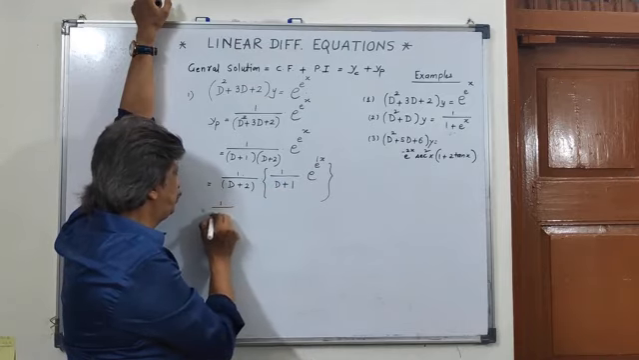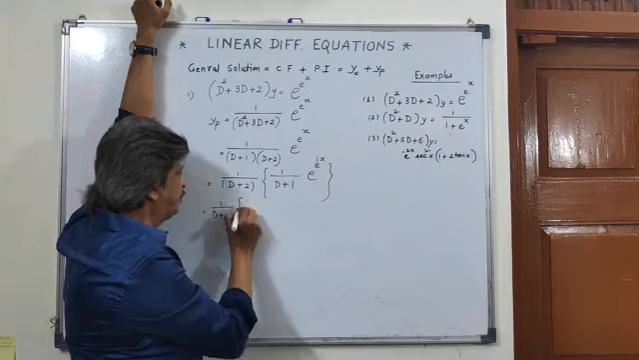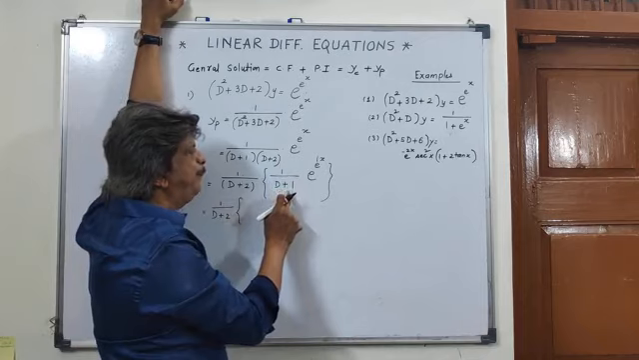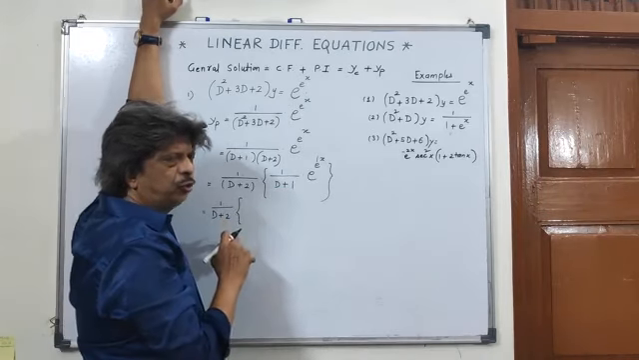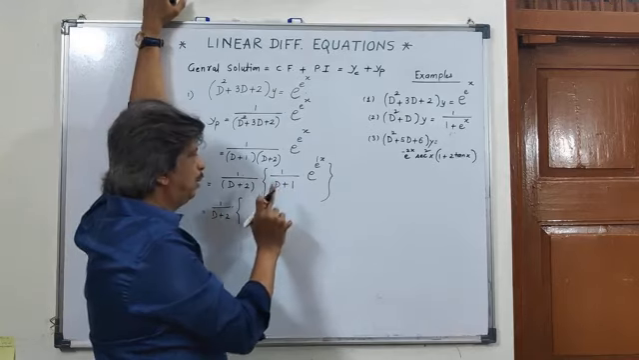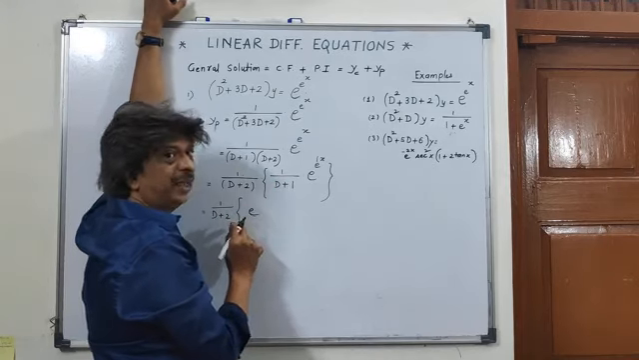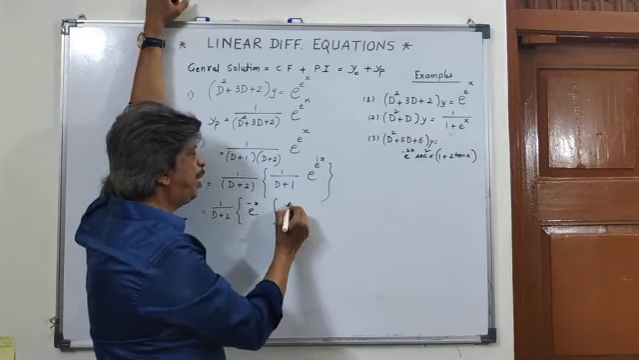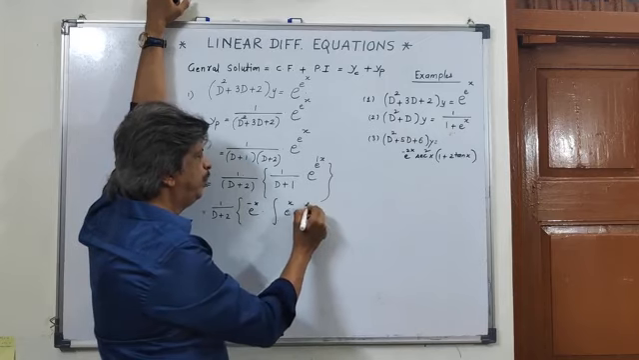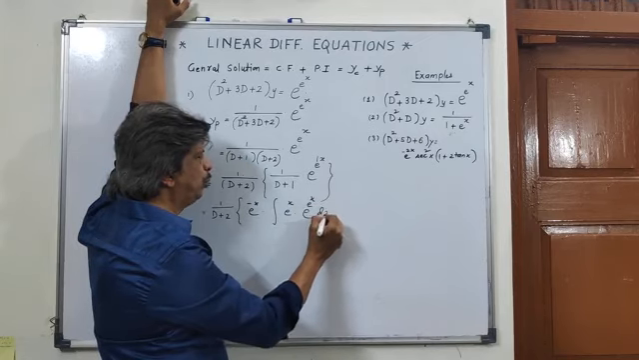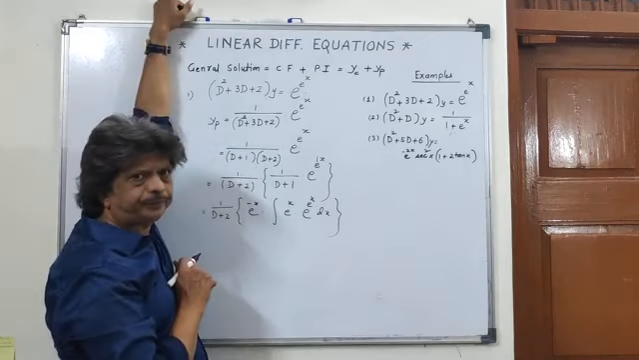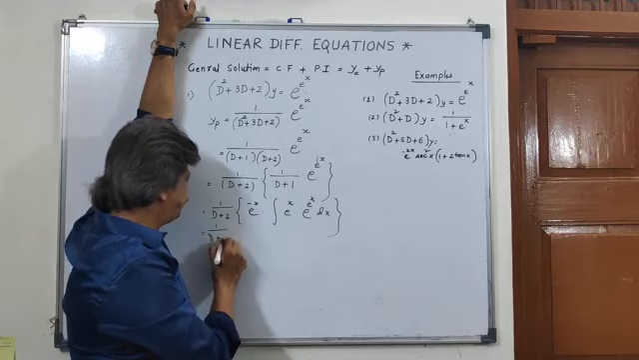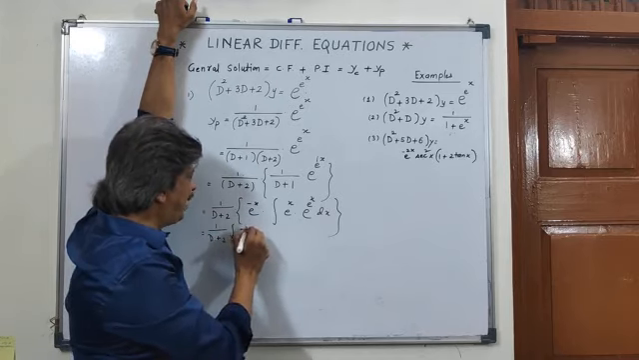1 upon d plus 2 times. Now, I am using that formula, 1 upon d plus m into f of x. Earlier I have shown you that formula. Here m is equal to 1. The formula is e to the power minus mx, that is minus x, into integral of e to the power plus mx into e to the power x into dx. Further equal to 1 upon d plus 2 times e to the power minus x.